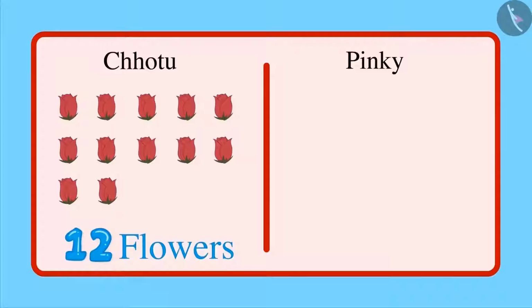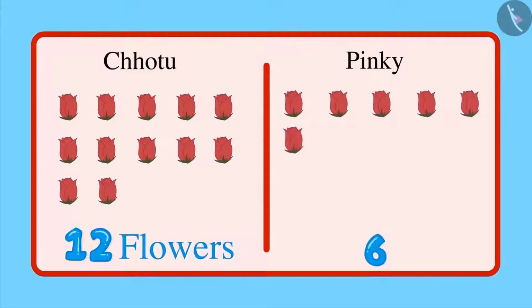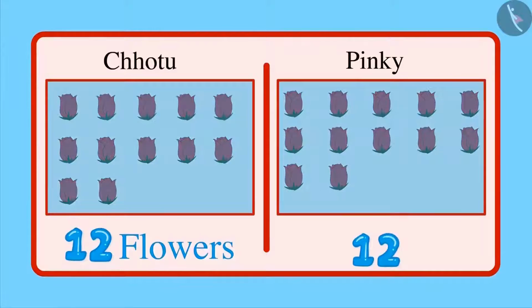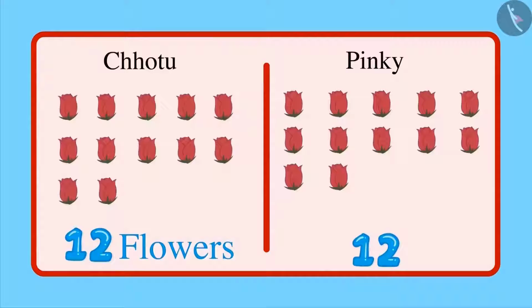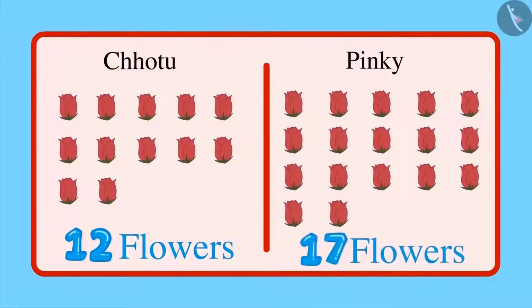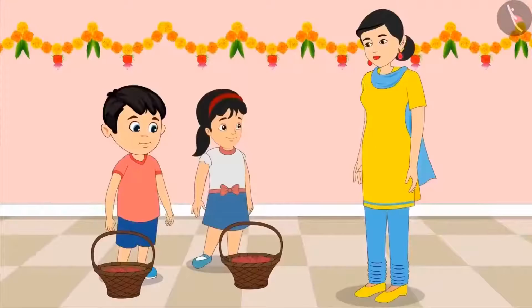Now let us see how many flowers Pinky has brought. 1, 2, 3, 4, 5, 6, 7, 8, 9, 10, 11, 12. That is equal to the number of flowers Chotu has brought. But there are 13, 14, 15, 16 and 17 flowers. This means Pinky has brought 17 flowers.